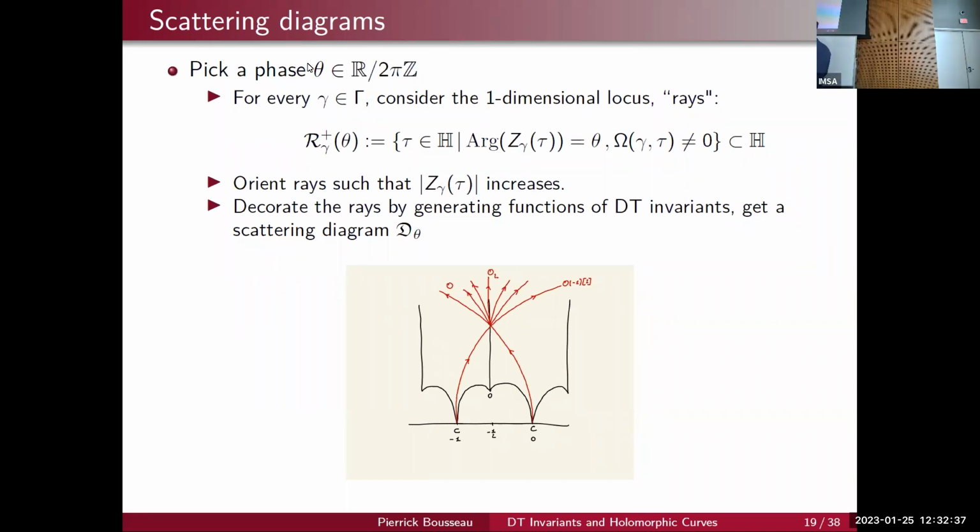And so what's happening in this picture is that the intersection points of these various rays will be exactly the points where you are on the wall, in the center of the wall crossing for DT invariants. The reason being that if you have two rays intersecting at this point of this picture, it means that the phase of the central charge of the two objects is equal to theta, because I'm only looking at objects of phase theta. And so if they meet, it means that at this point, the central charge has the same phase, which is exactly the point where you can have wall crossing happening, while the notion of stability can change.